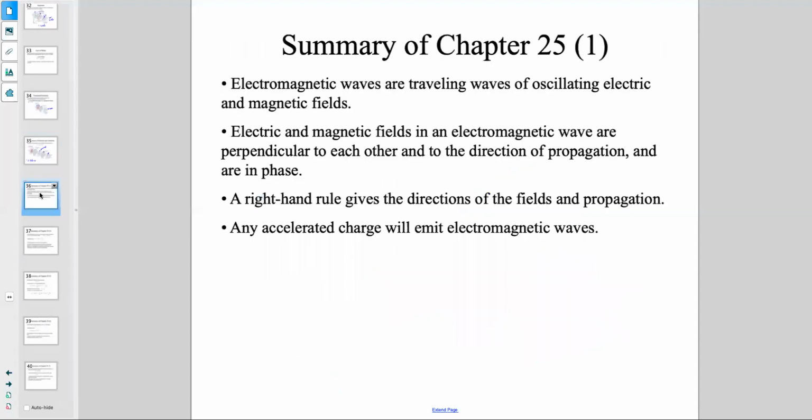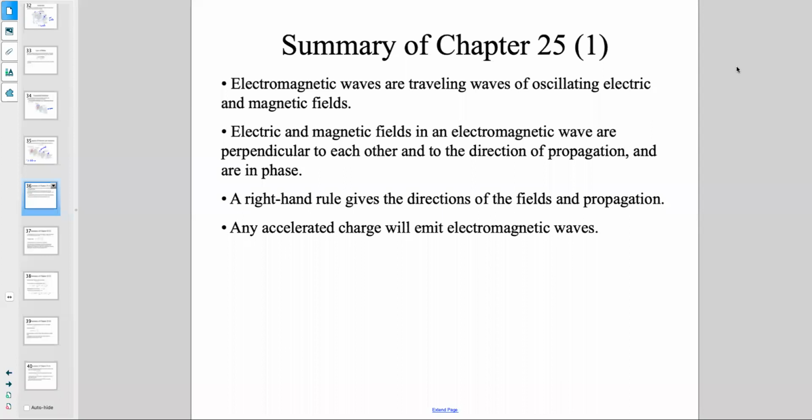So let's take a look at a summary of this chapter. Electromagnetic waves are traveling waves of oscillating electric and magnetic fields. The electric and magnetic fields in an electromagnetic wave are perpendicular to each other, and the direction of propagation is also perpendicular to that. So you have the electric field in this direction, you have the magnetic field in this direction, and then you have the direction of propagation, or the direction of the velocity. In order to find it, we use the right-hand rule.